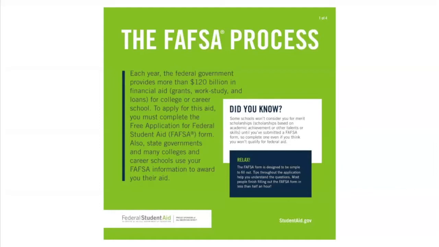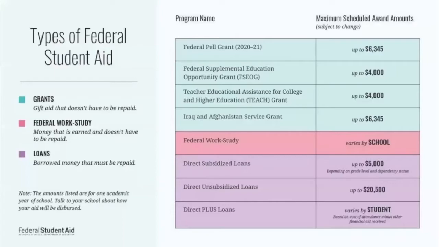Every year, the federal government provides more than $120 billion in student financial aid, and a lot of that goes unawarded. We just want to make sure that you're receiving your portion. Types of federal student aid include the Federal Pell Grant, the Federal Supplemental Educational Opportunity Grant, the Teacher Education Assistance for College and Higher Education Grant, the Iraq and Afghanistan Service Grant, Federal Work-Study, and Direct Subsidized, Unsubsidized, and PLUS loans.